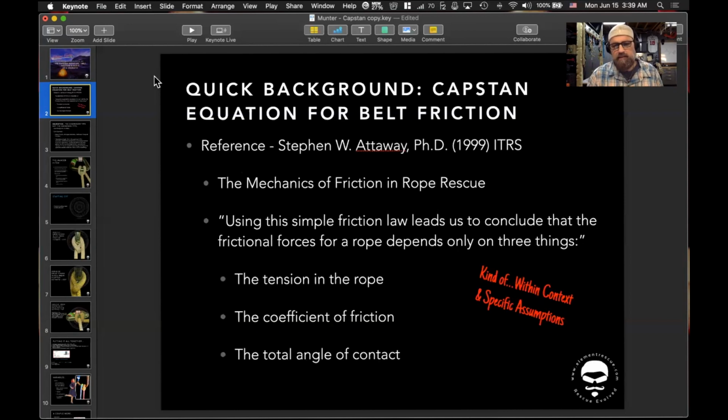And that's how we use the Capstan equation in an understanding. Quote out of one of Attaway's: using this simple friction law leads us to conclude that frictional forces for rope depend only on three things: the tension in the rope, the coefficient of friction, and the total angle of contact. Which is pretty true within the context and specific assumptions. We're going to talk about those towards the end. This is not one of those things where you plug it in and it's guaranteed to be exactly what you need. It does give you a really good rule of thumb.